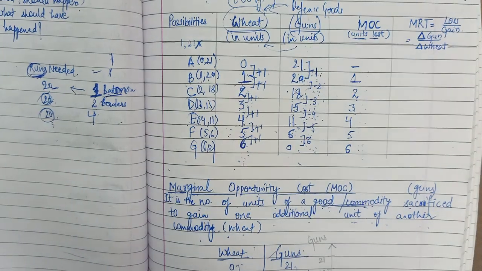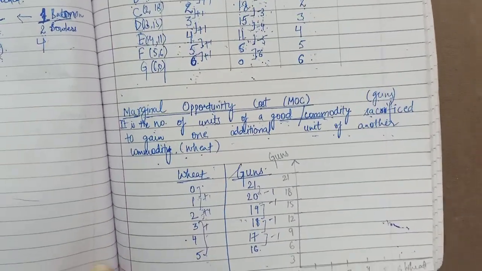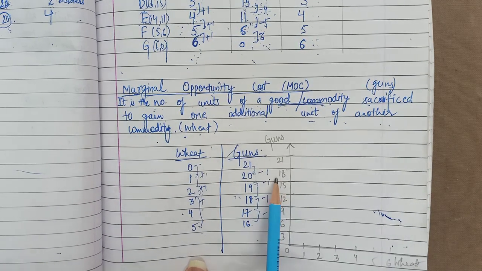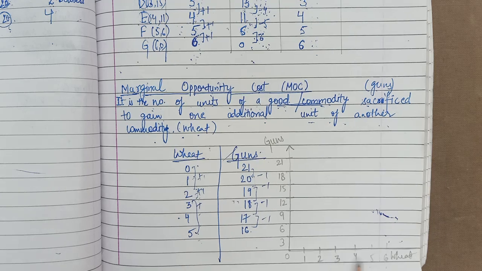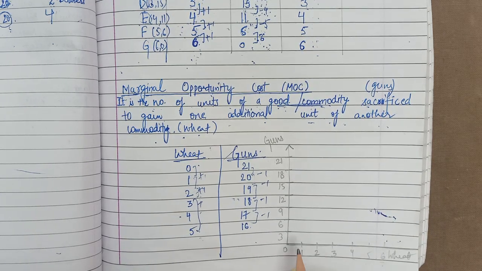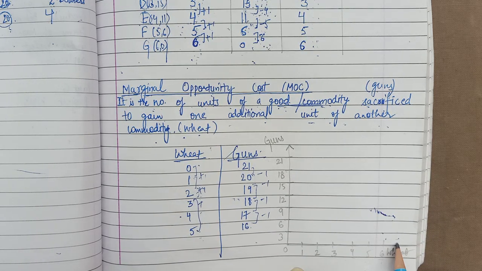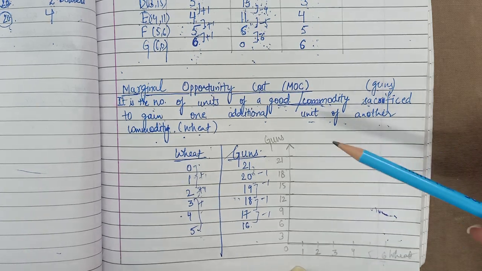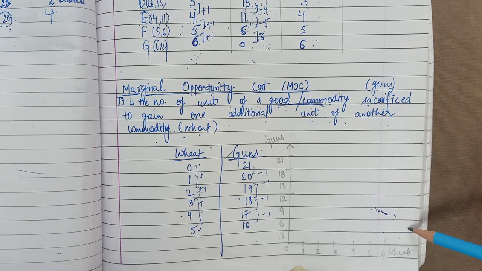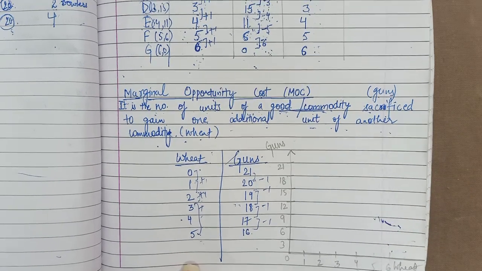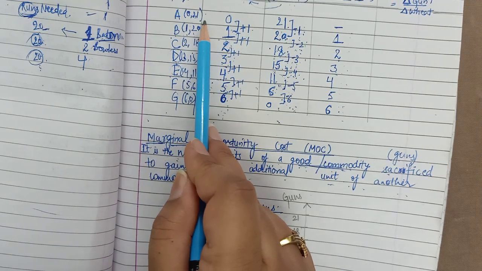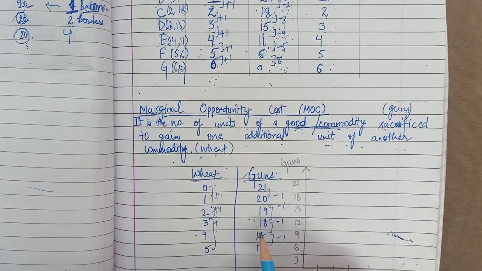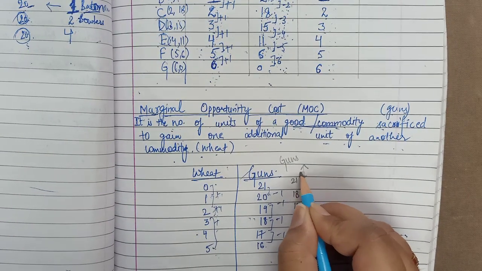Let us now plot this table on a graph. I have taken guns on the y-axis. The good we are losing we will take on the y-axis, and the good in which we are gaining we will take on the x-axis, because we usually move from left to right on a graph paper. So we will be moving from 1 to 2 and 3 to 4 and like that. Guns on the y-axis, wheat on the x-axis. Now let me plot the combinations. The first possibility was 0, 21, that is 0 units of wheat and 21 units of guns. So this is here.